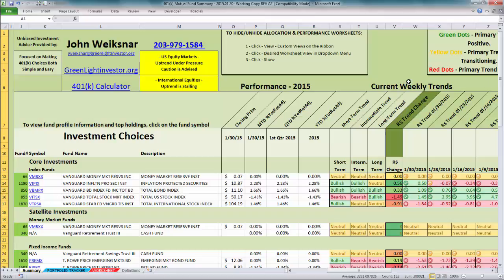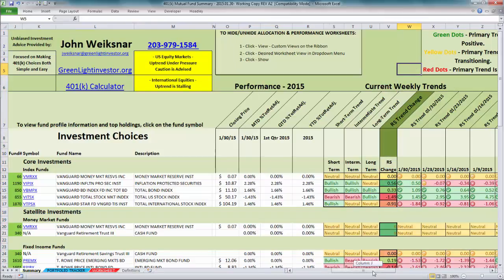Finally, we'll review the current weekly trend scores for each of the funds. This, in my mind, is the most important column to be looking at and filtering through when you're making your investment choices. Let me show a little bit more about how I like to use this, the right side of column V, to show the relative strength trend changes as well as the week-to-week trend scores.